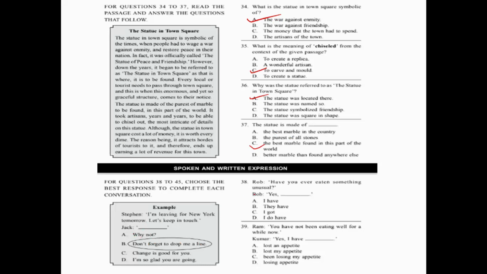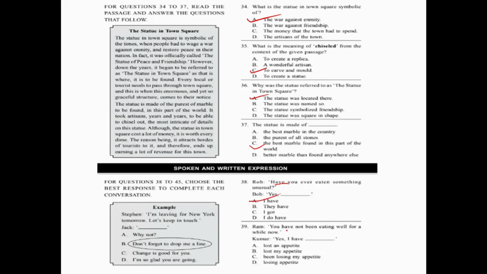Now let's move to the question. Rob: Have you ever eaten something unusual? Yes, I have. When you are having this helping verb have in your first sentence, then you can use the same verb here. Yes, I have. So it is answer option A.